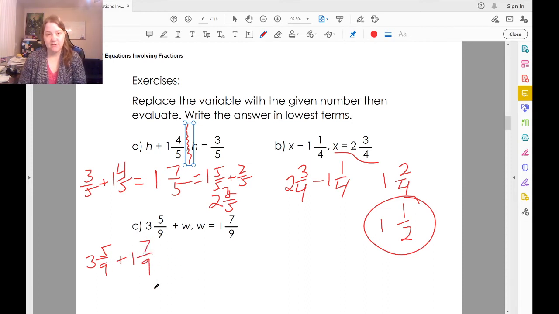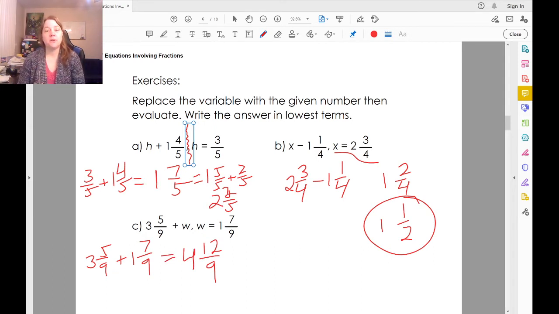5/9 plus 7/9, well, 7 plus 5: 7, 8, 9, 10, 11, 12. That's going to be 12 over 9. 3 plus 1 is 4. So I have 4 12/9.